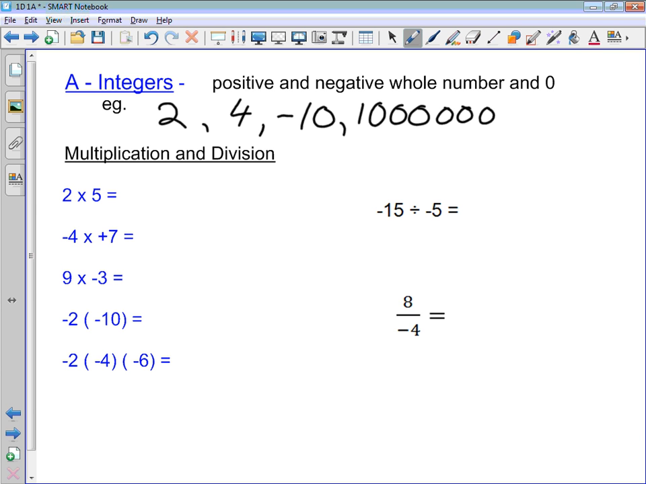As long as it's a whole number, okay, positive, negative, or 0, it's what we call an integer. So something like 2.5 or 3/4 are not integers. Okay.